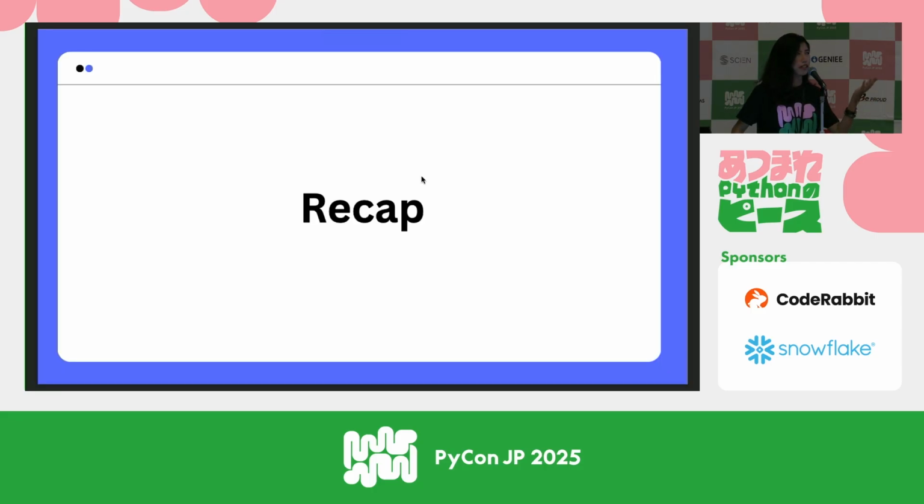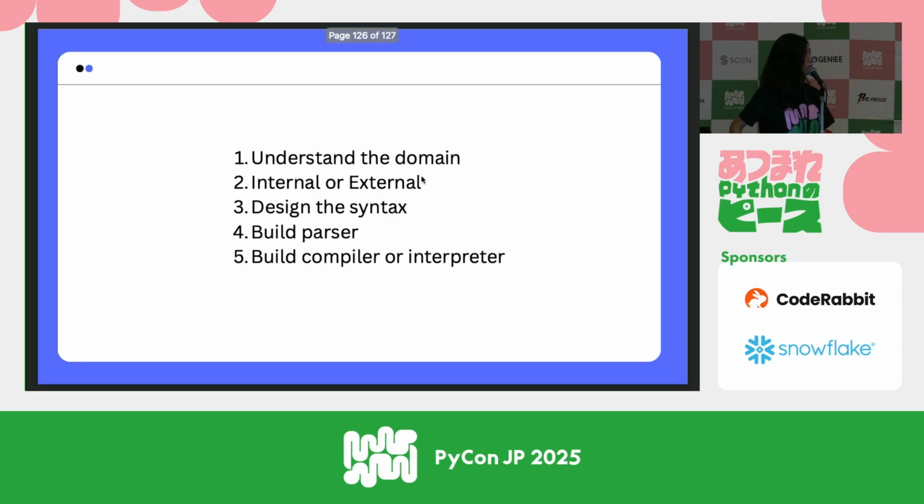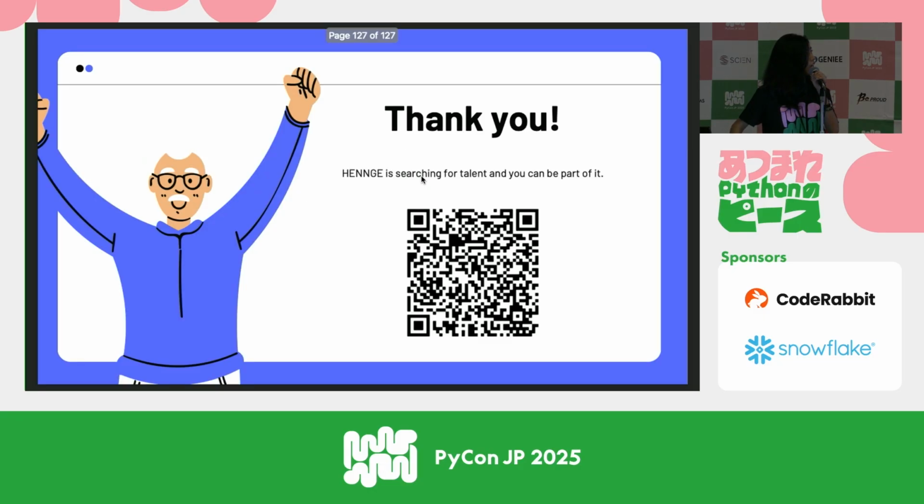Now I have a working example, and as a recap, first of all, you have to understand your domain, and after that choose if you want your domain-specific language to be internal or external, design the syntax, and build the parser, and the compiler or interpreter. So with these steps, I think you can make your own small domain-specific language in the end. And yeah, that's it. This is the end of my presentation, and thank you for coming to my talk.